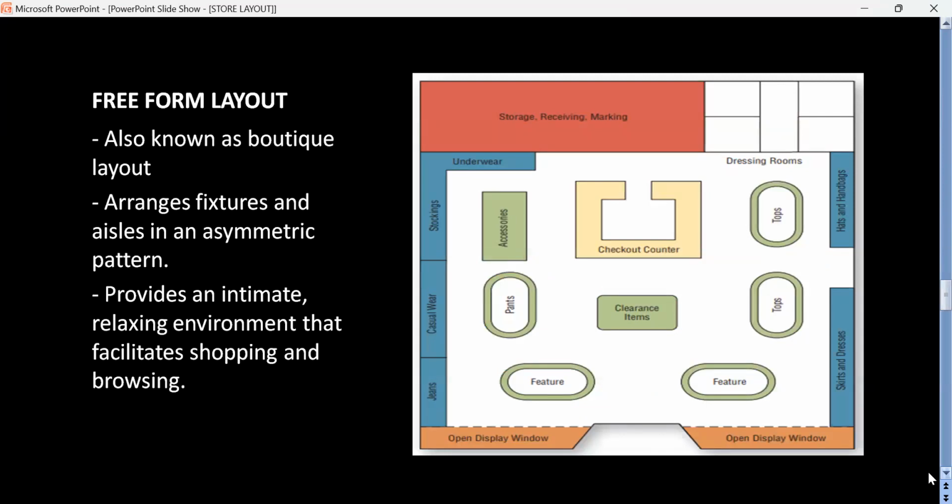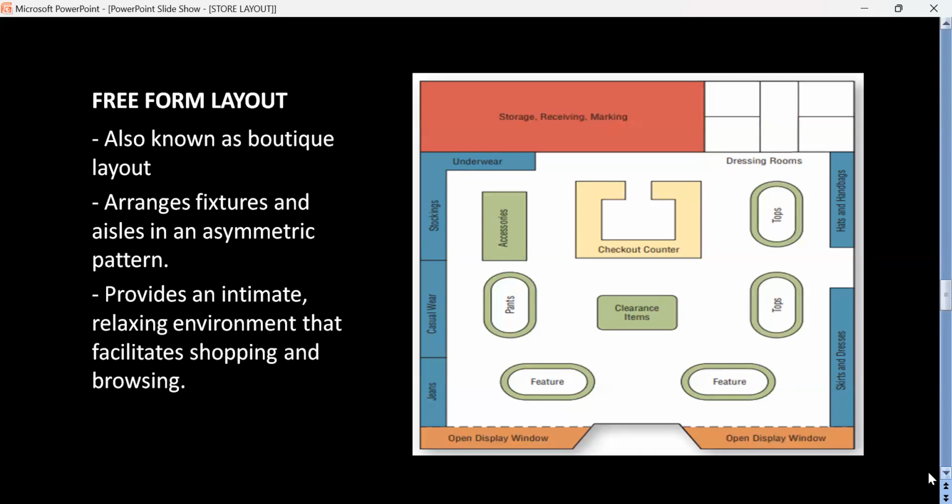And this is a freeform layout. It is also called a boutique layout, where everything is kept in such a way that it gives a very aesthetic feel to a customer. The environment is very intimate and very relaxing, and it also facilitates shopping and browsing in the store. If the person enters the store, he will have a look and feel of everything. They will relax and they can choose whatever they want in a very relaxed pattern.